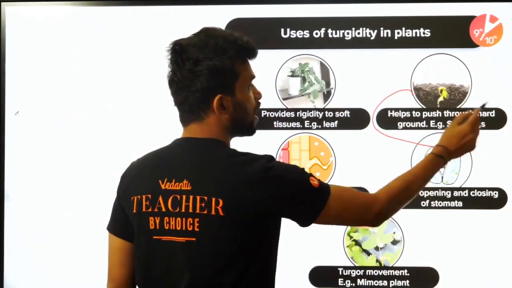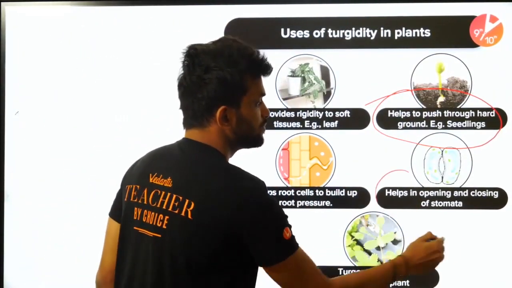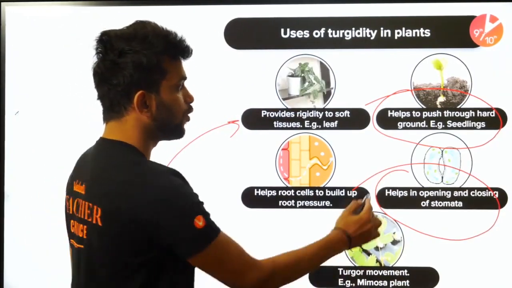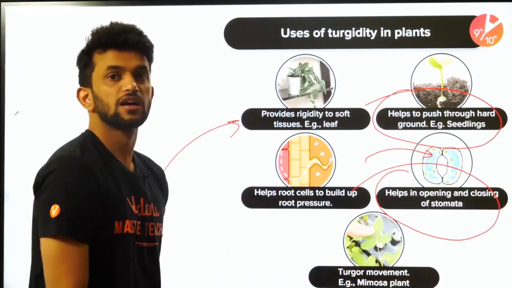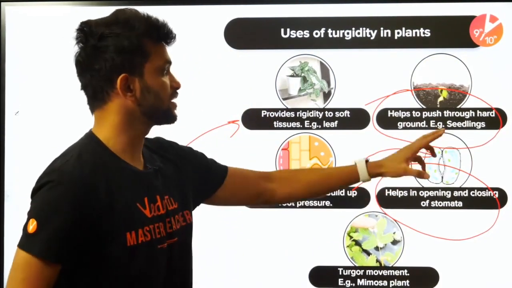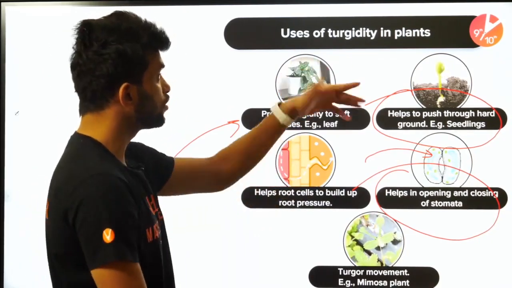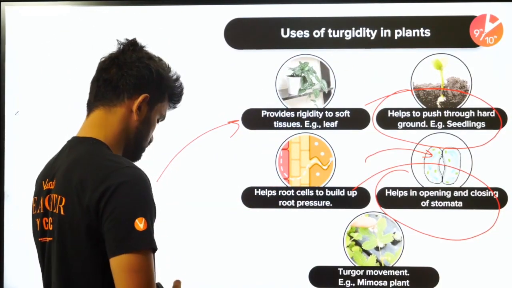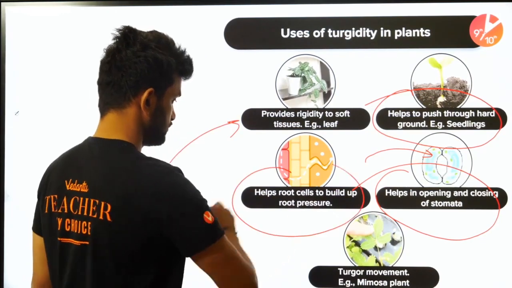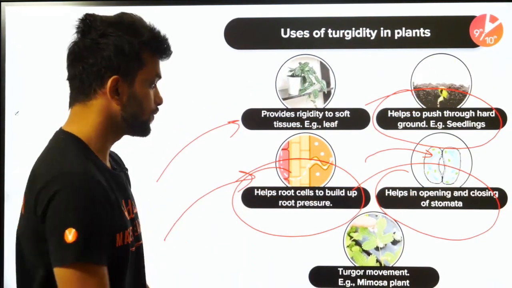Turgidity helps to push through the hard ground cells, which means it helps in germination. It helps in opening and closing of the stomata. When water enters the guard cells, the stomata is open. When water comes out of the guard cells, the stomata is closed. Are you getting the point? So it helps in all these things. Then, it helps to build root pressure, and it helps in absorption of water.